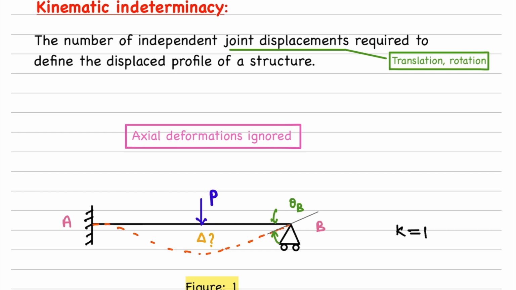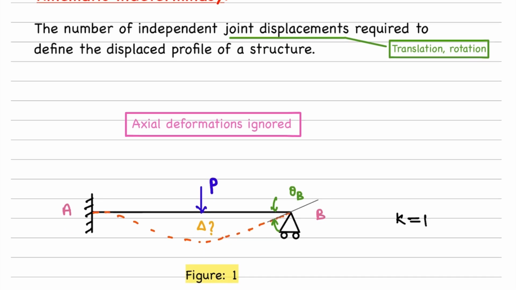Hi, welcome back to this new video on kinematic indeterminacy of beams. We have already defined the kinematic indeterminacy as the number of independent joint displacements required to define the displaced profile of a structure. And what are the possible joint displacements? Those are translation and rotation. In this video, we are going to see those joint displacements which are relevant to a beam.